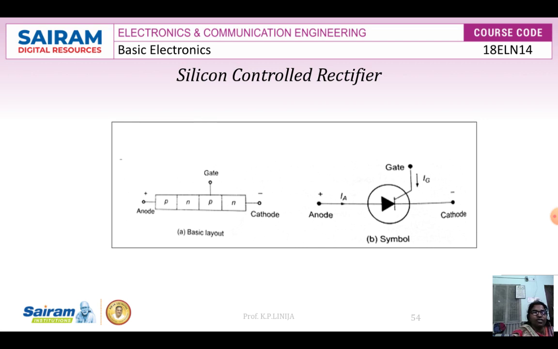Therefore the forward resistance is very low, about 0.01 to 0.1 ohm. Because of this regenerative action, removing the gate current does not cause the device to turn off. The reverse resistance of an SCR is high, about 100 kilo ohm or more. So these are the basic introduction points about the silicon controlled rectifier.